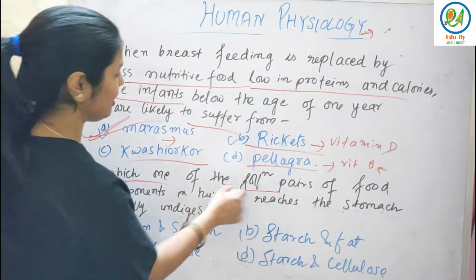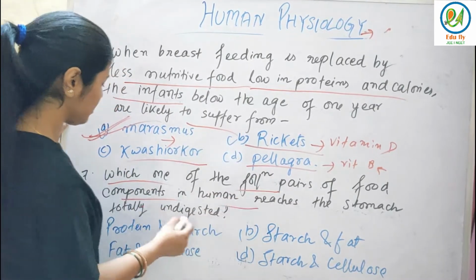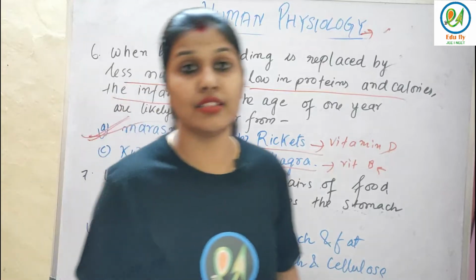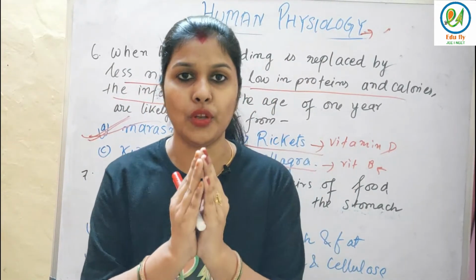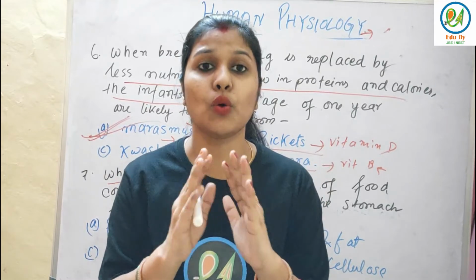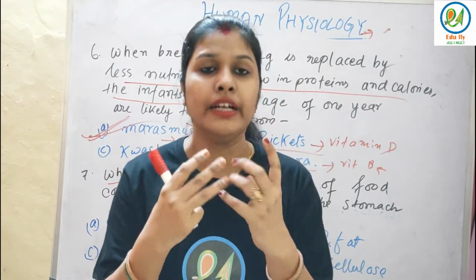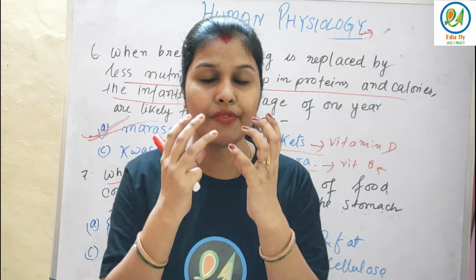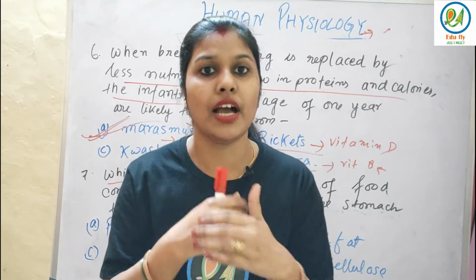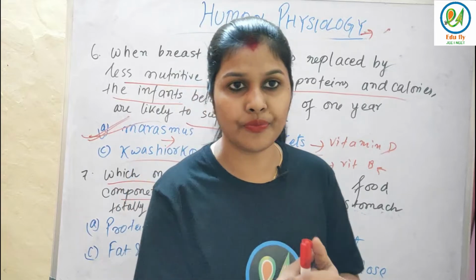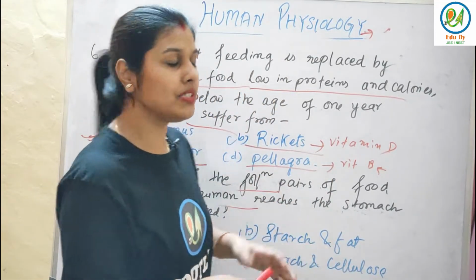Which one of the following pairs of food components in humans reaches the stomach totally undigested? The question asks for which pair of foods reaches the stomach totally undigested, that is, not digested in the mouth. See, in the buccal cavity the salivary amylase enzyme acts on the starch and turns it into sugar, and that goes into the stomach and helps in digestion.